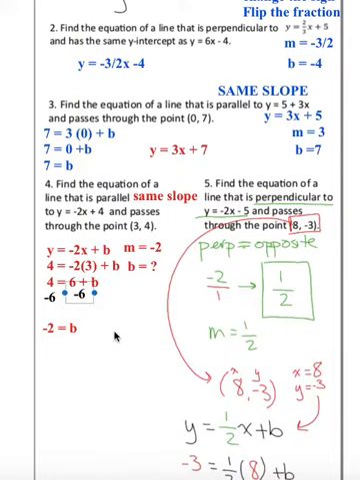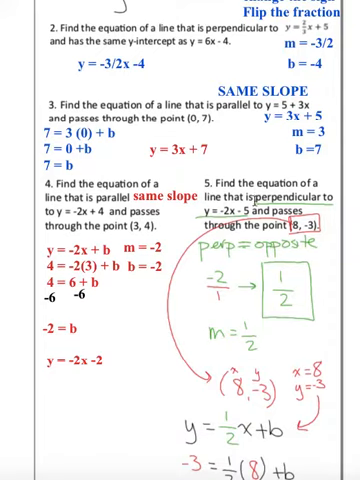So we have now found our b value. So we can go in and change that to negative 2. So we're going to write our equation at the bottom as y equals negative 2x minus 2, because we are now substituting our information into y equals mx plus b. And we can see that this one was done.